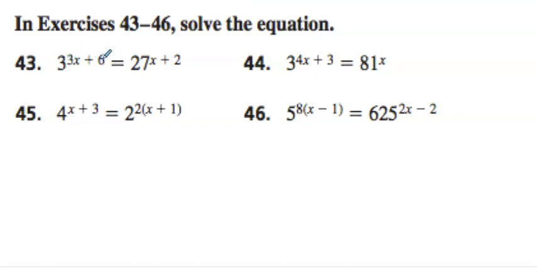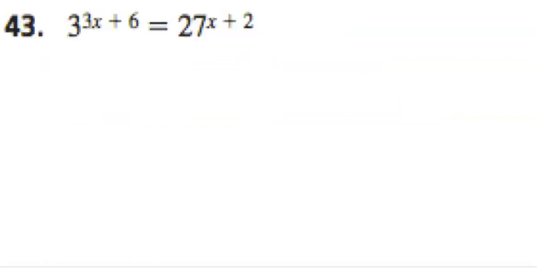3 to the 3x plus 6 equals 27 to the x plus 2. Let's take a look at this one. Alright, so 3 and 27 should look like nice numbers for you. I'm going to rewrite 27 as 3 to the third power, and then to the x plus 2 power. So just keep in mind, I'm going to put the parentheses there.